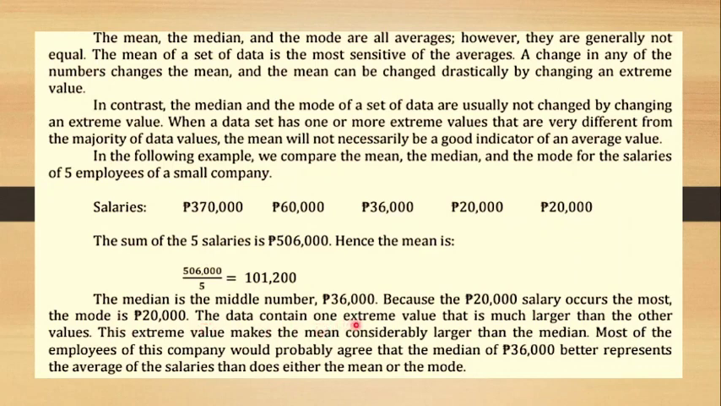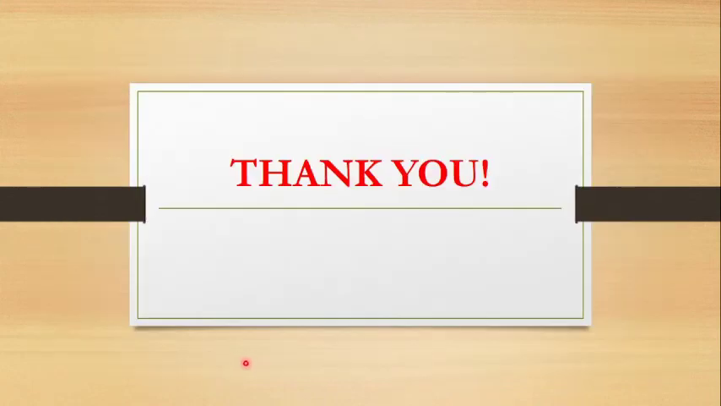The data contain one extreme value that is much larger than the other values. This extreme value makes the mean considerably larger than the median. So most of the employees of this company would probably agree that the median of 36,000 better represents the average of the salaries than does either the mean or the mode. So that's all. Thank you.